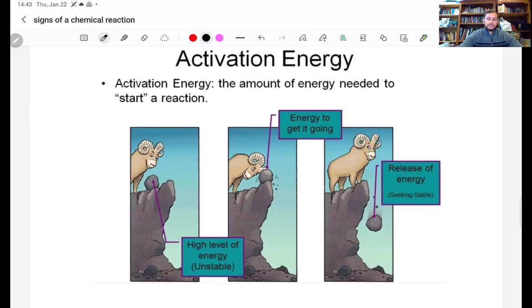And so it always takes a little bit of energy to start a reaction. Similar to this picture, we have a ram, and that represents the energy to get the reaction going. Students often ask, where does the energy come from to get a reaction going? Well, sometimes it starts from an outside source.